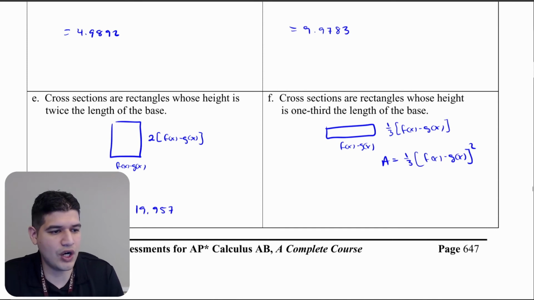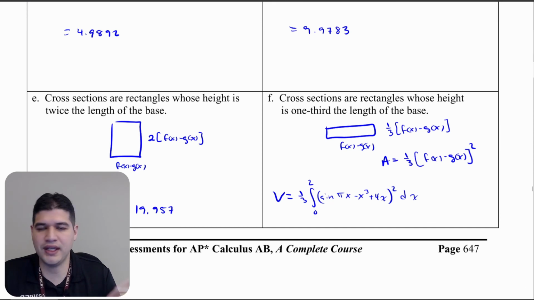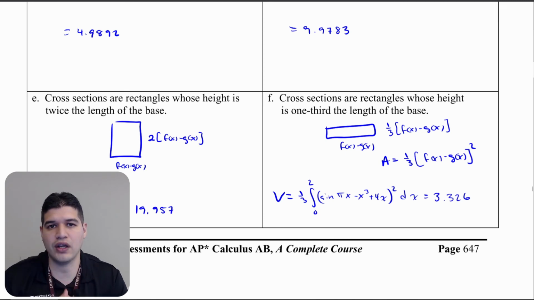So what is the volume going to be? Well, the volume is going to be 1/3 times the integral from 0 to 2 of sine of pi x minus x cubed plus 4x all squared dx, which is what I really should have written in this area over here. But since we already knew what the upper and the lower functions were, when I put all of that into the calculator, you should get something close to 3.326 for that volume.